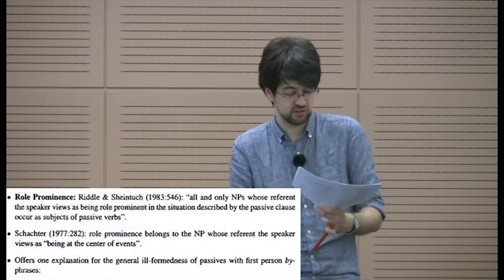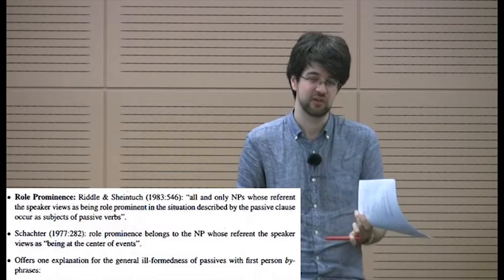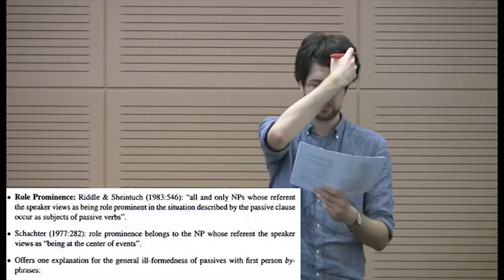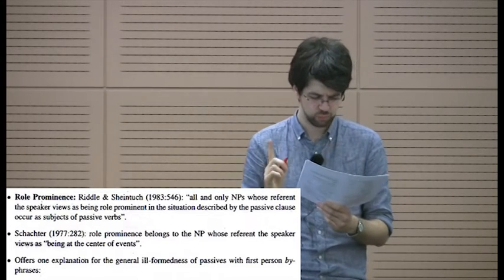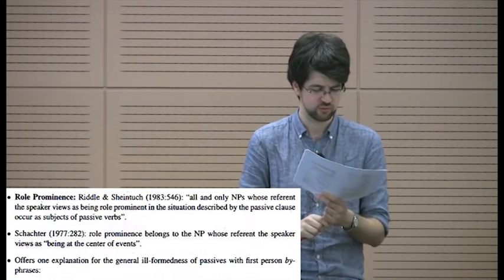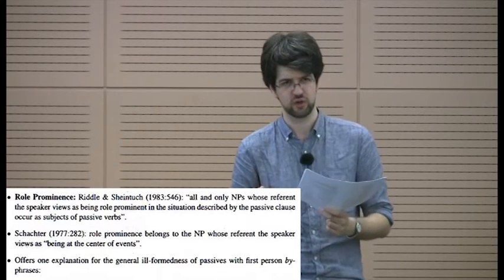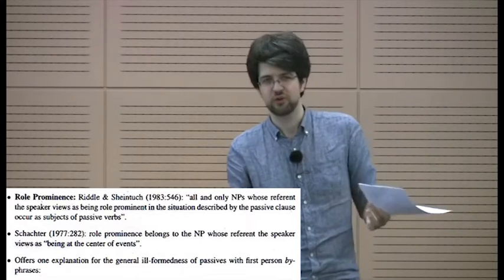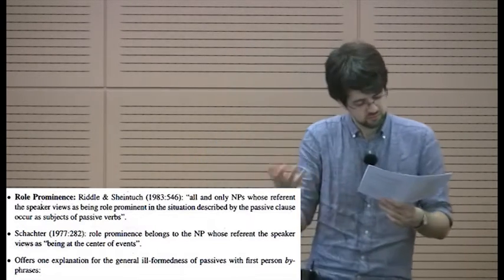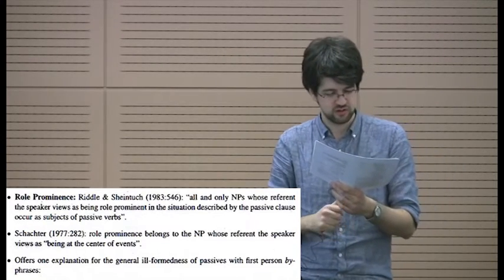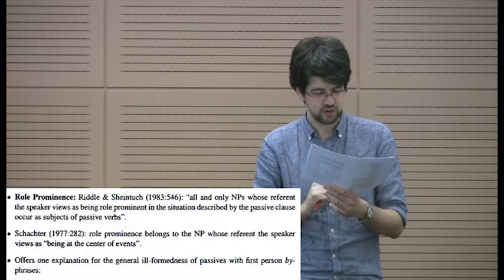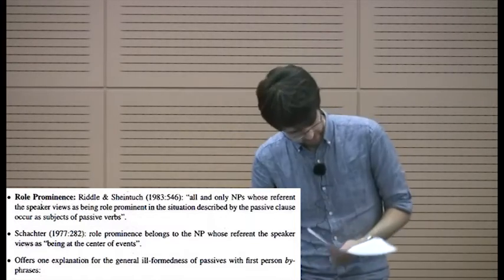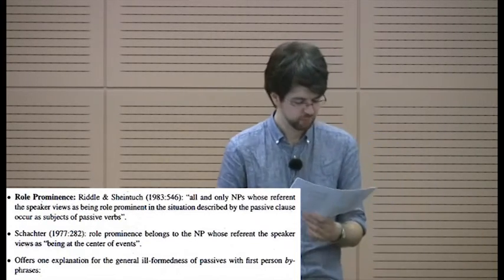So what Riddle and Schieffelin suggest is actually it's not affectedness that's relevant here, it's role prominence. So they say that all and only NPs whose referent the speaker views as being role prominent in the situation described by the passive clause occur as subjects of passive verbs. Okay? But now we want to know what role prominent means. So they get the concept from Schachter, who says that role prominence belongs to the NP whose referent the speaker views as being at the center of events. Okay, but again, this is pretty vague.